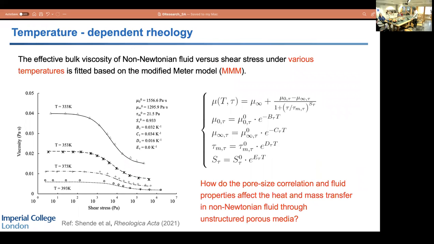Yeah, another work I would like to introduce is about the non-Newtonian fluid. As we know, the viscosity of a non-Newtonian fluid is sensitive to the shear rate and sensitive to the temperature. So how does the non-Newtonian fluid flow in the porous media? This is the model we use to describe the viscosity with the shear rate and temperature. This is called the modified Meter model. And the question we would like to answer for this project is how the pore correlation and the fluid property affect the heat and mass transfer in the non-Newtonian fluid.